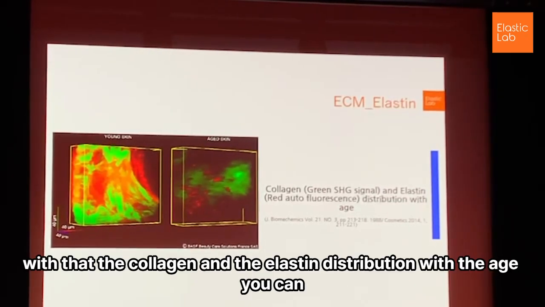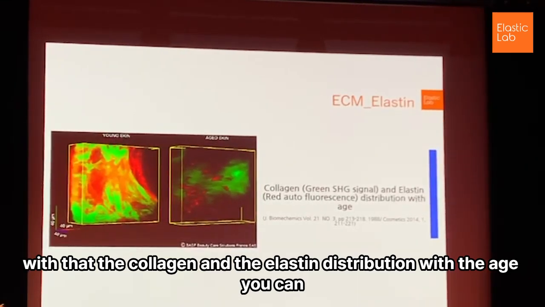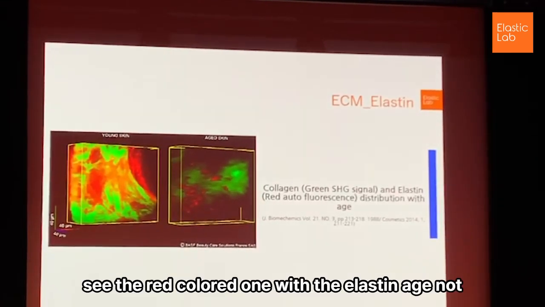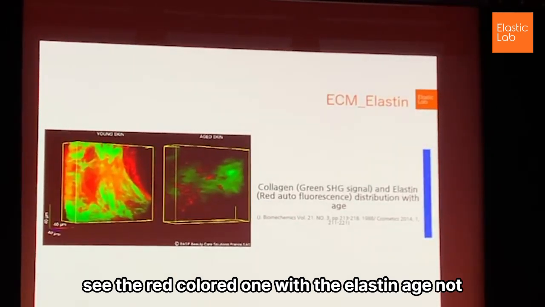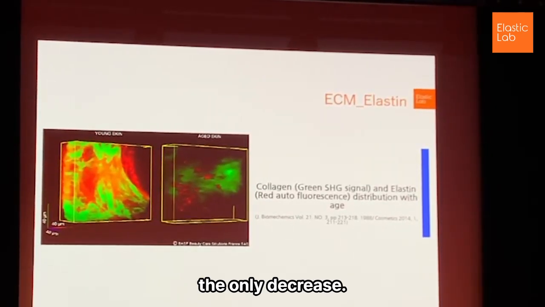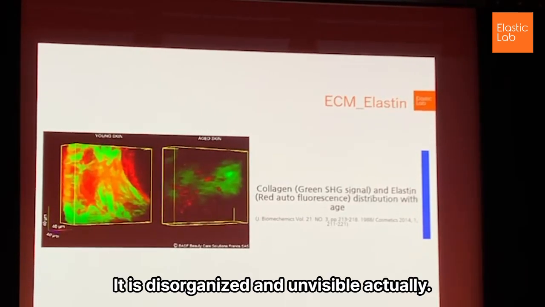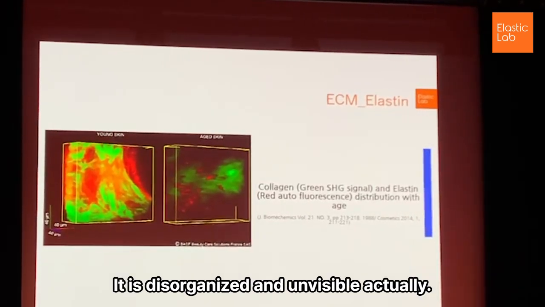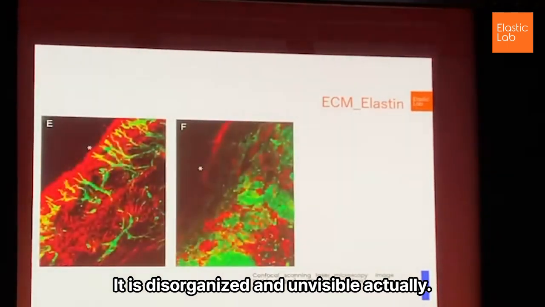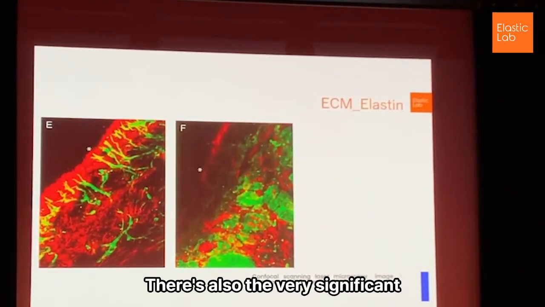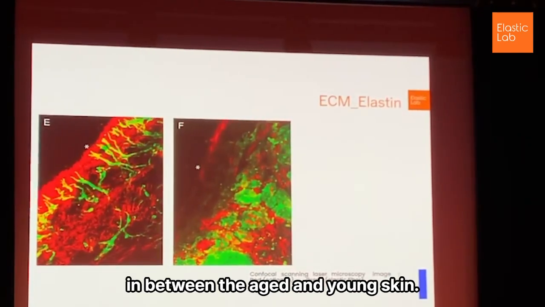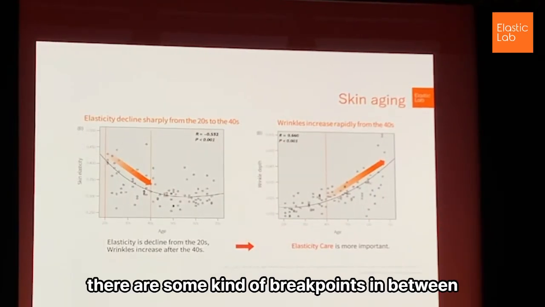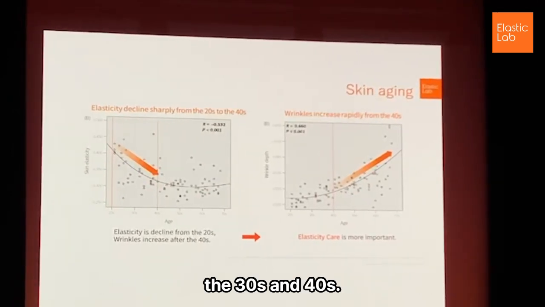If you compare the collagen and the elastin distribution with age, you can see the red colored elastin is not only faint, it is disorganized, right? It is invisible actually. There are also very significant and definitive changes between the aged and the young skin. And usually there is some kind of breakpoint between the 30s and 40s.